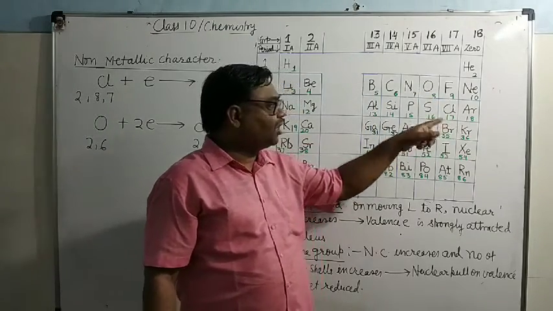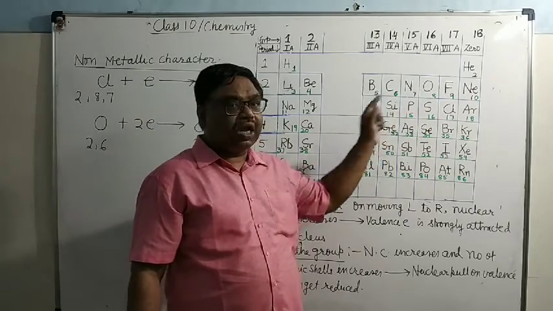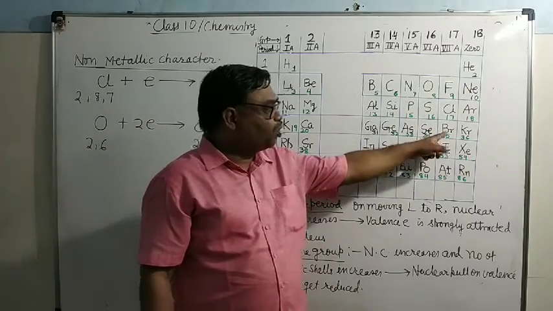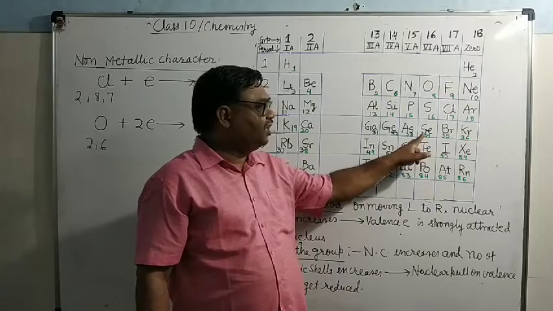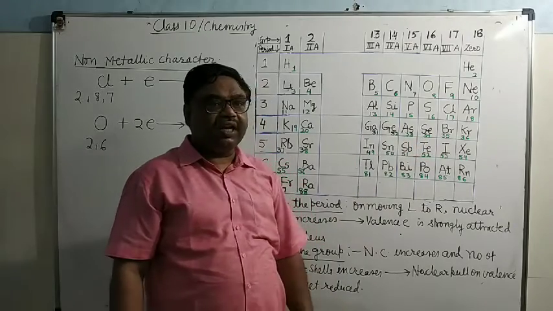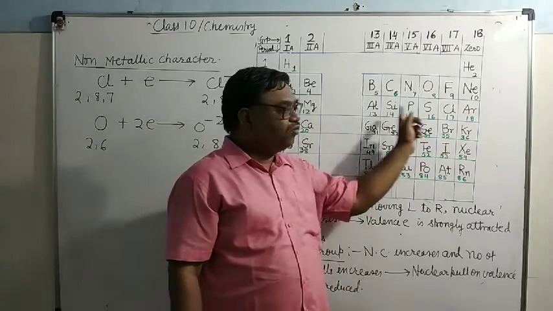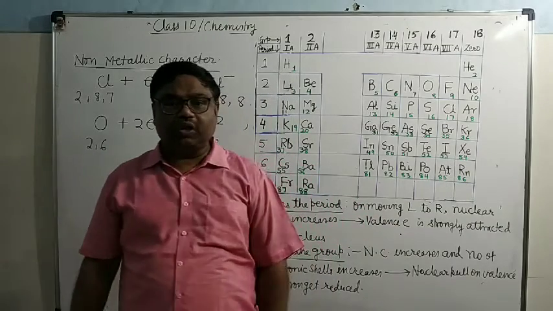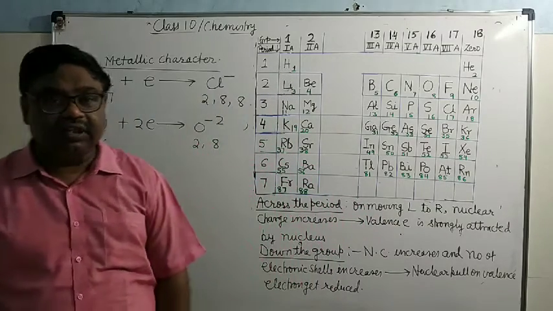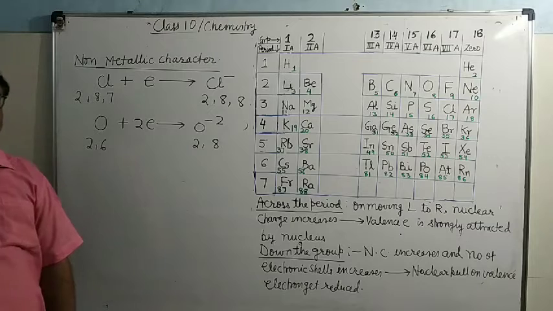Chlorine is more non-metallic than sulfur. Sulfur is more non-metallic than phosphorus. Bromine is more non-metallic than selenium. Selenium is more non-metallic than arsenic. Means on moving left to right in any period, what happens to the non-metallic character? It increases. It is clear?